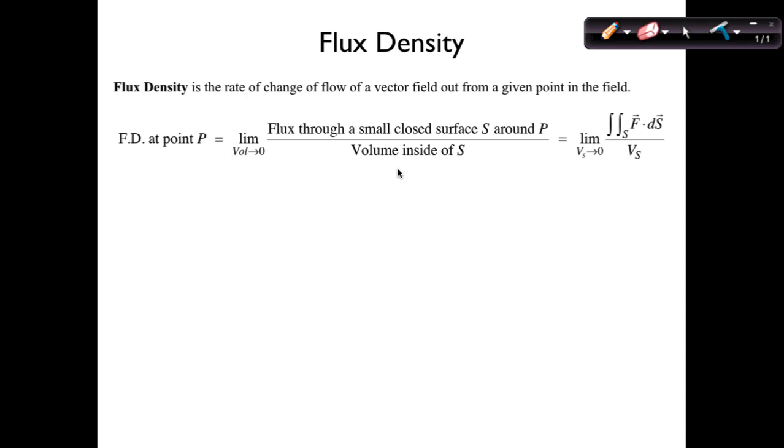So what would that be? So mathematically, we know our flux is a surface integral, F dot dS, and then over the volume inside S, but then it's that ratio as you crunch in on the point. What does that ratio become? Does the concept make sense?